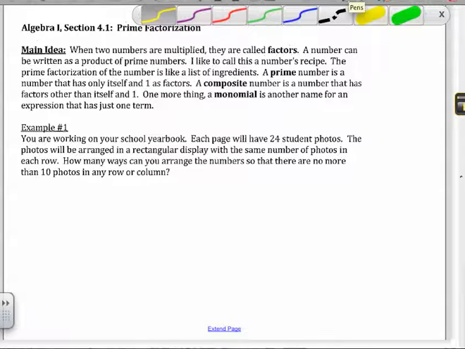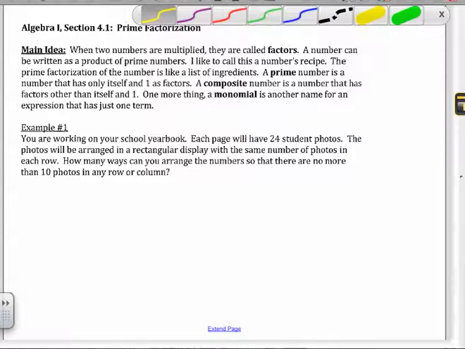Guys, prime factorization. The main idea: when two numbers are multiplied, they're called factors of the thing that you get, the product. A number can be written as a product of primes. I like to call this a number's recipe. It's what makes up the big number, right?